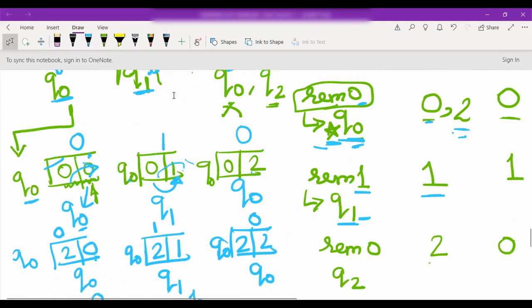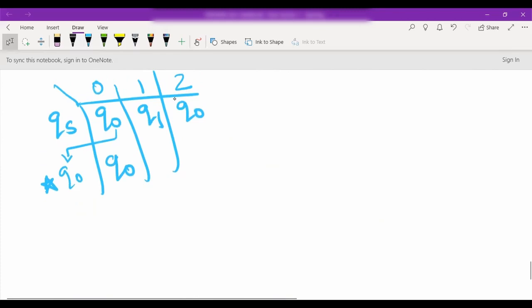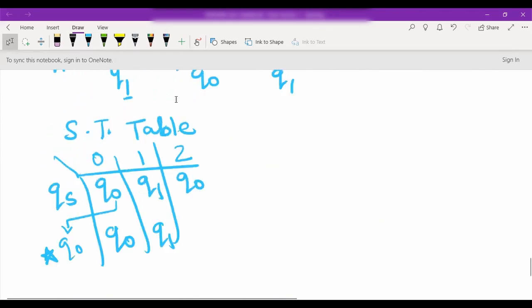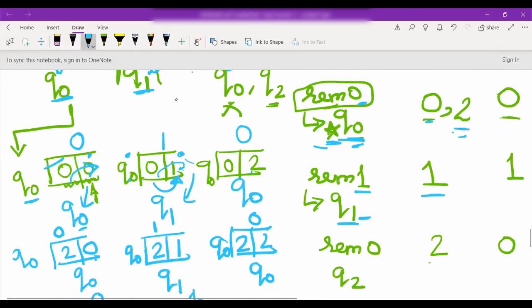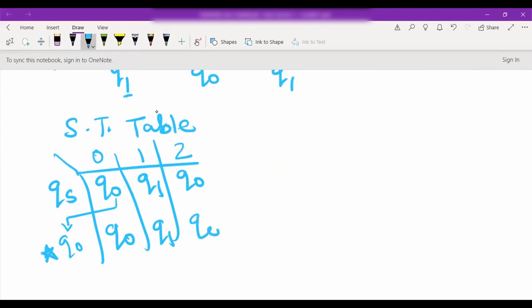Now the next one is Q0 with the next bit as 1. So this is Q0 on 1, where is it going? It is going to the Q1 state. So we'll write here it is going to the Q1 state. Q0 on 2, where is it going? Q0 on 2, it is going to Q0.